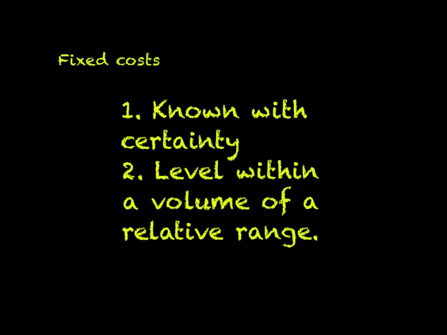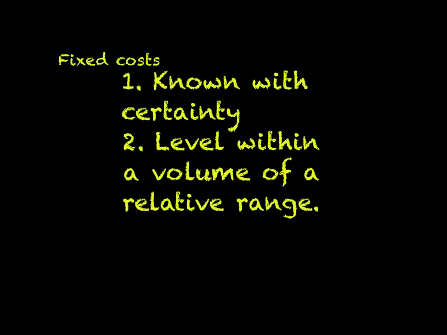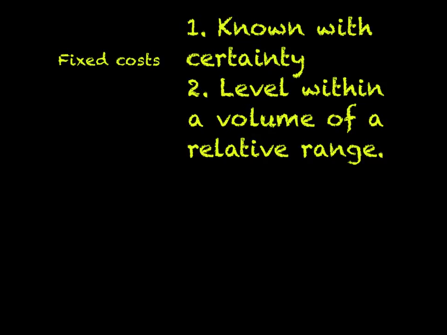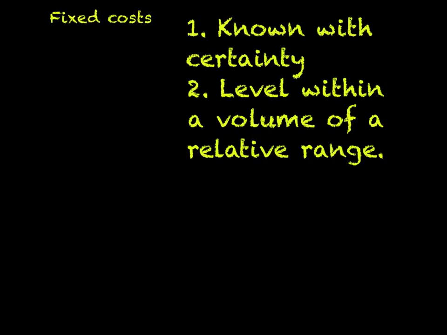Fixed costs are something that are known with certainty. Well, I guess as certain as you can be about a particular cost. And they are level. That cost is level within a volume of a relative range. So what would be a good example of a fixed cost? I'm sure you can think of some as we're going along here, but let's take a look at a couple of examples of a fixed cost.